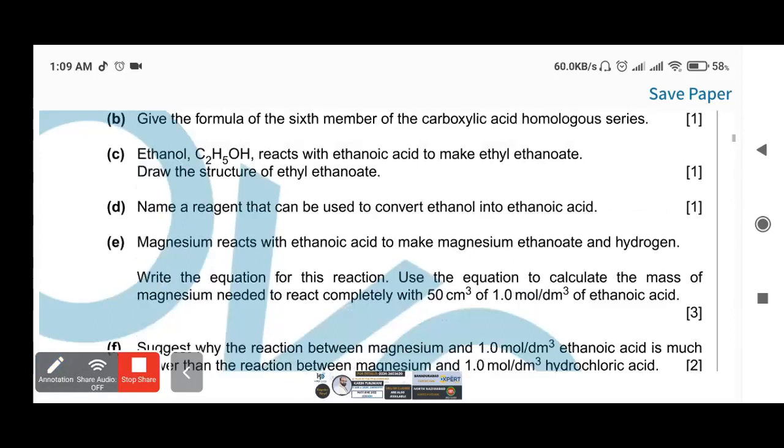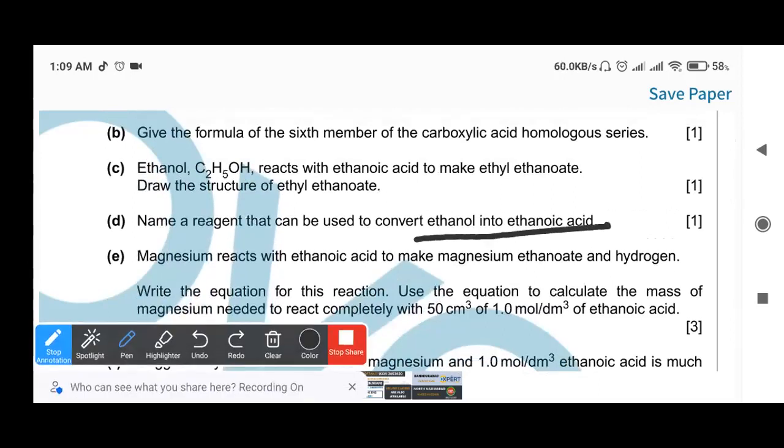Okay, name a reagent that is used to convert ethanol into ethanoic acid. So this is an oxidation reaction converting alcohol into carboxylic acid. So we just need to use an oxidizing agent like acidified potassium manganate.